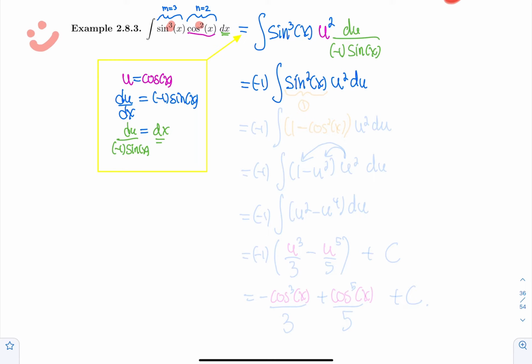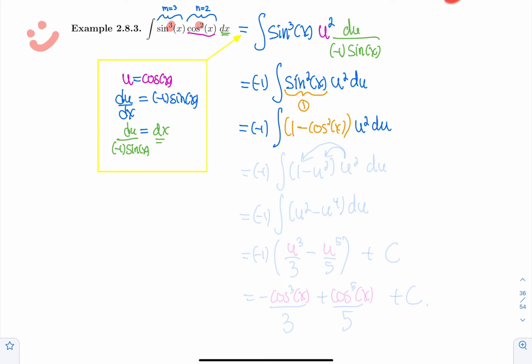But what you do, in order to get rid of sine squared, you use the first basic trigonometric identity. We know that sine squared plus cos squared is equal to 1. So sine squared is equal to 1 minus cos squared. So you apply the first identity. You get 1 minus cos squared of x. Of course, if you're clever, you can write right away 1 minus u squared. I'm going to do this slowly here because it's our first example.